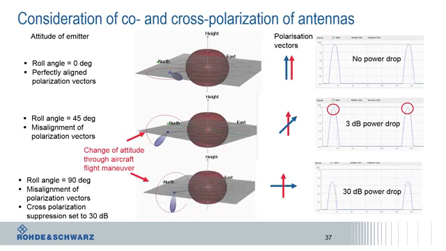If you even increase the roll angle to 90 degrees, you get a total misalignment of the antenna polarizations. So in this case, you are only receiving cross-polarization from the transmitter antenna. In this case, I've selected 30 dB of cross-polarization suppression. This value can be freely selected by the user in order to simulate the antennas used in the real system.